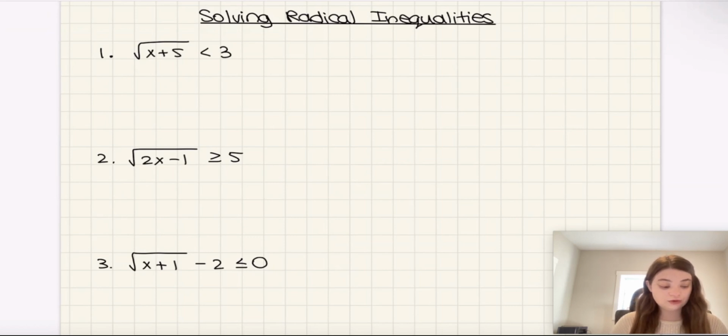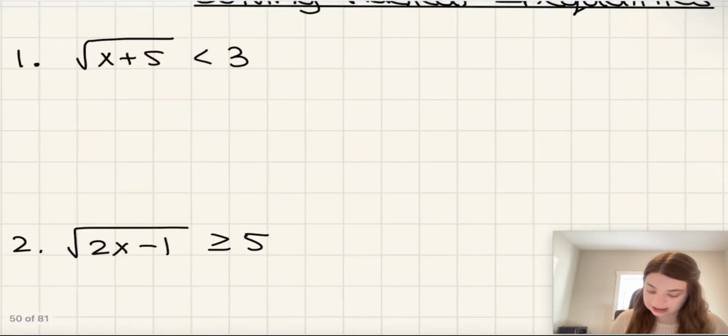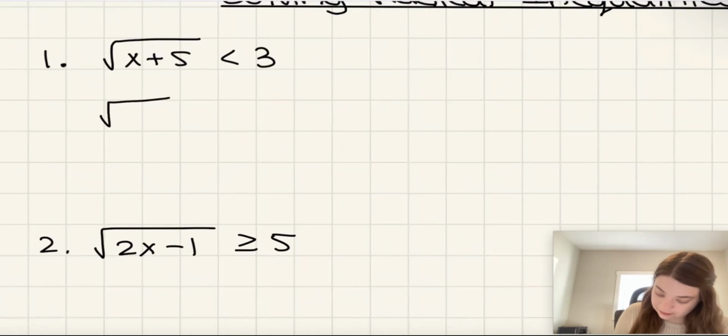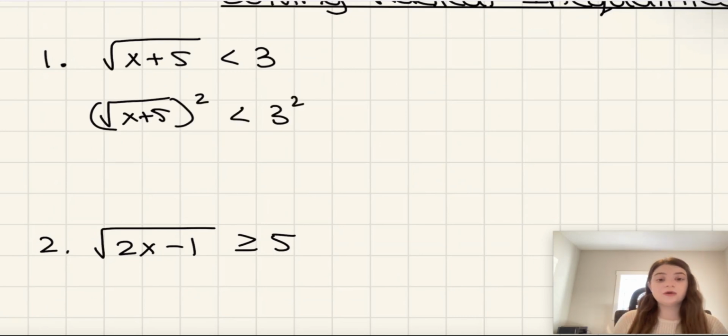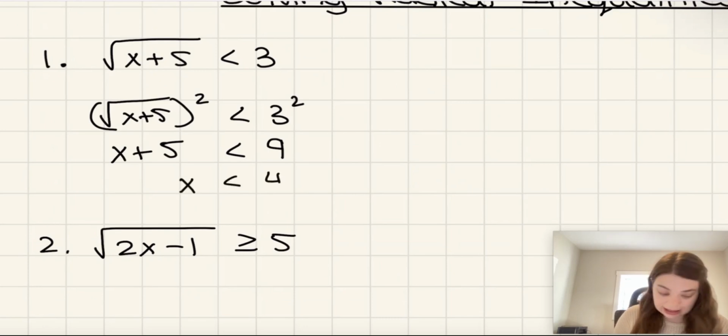So the first thing we are going to do to solve this inequality is square both sides. If we square both sides, we end up with the square root of x plus 5, squared, is less than 3 squared. Now, the square root and the squared are going to cancel each other out, so we get x plus 5 on the left. On the right, 3 squared is just 9. So that means x plus 5 must be less than 9. Then we subtract 5 from both sides to get that x must be less than 4.